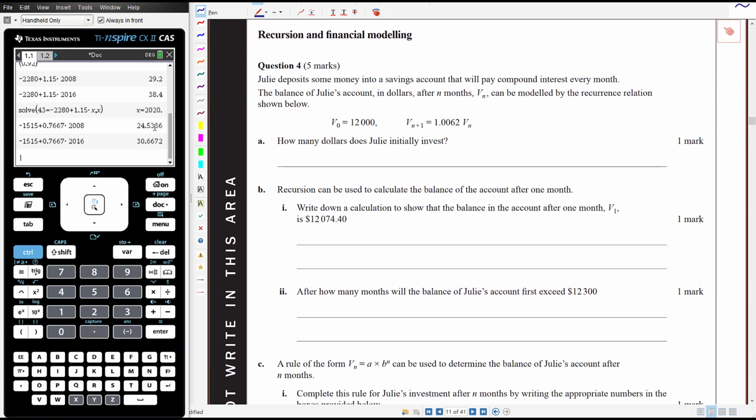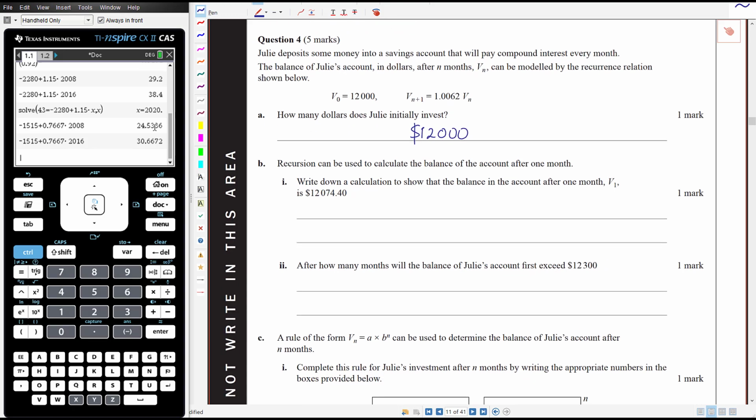Okay, moving on to the recursion and financial modelling. So question 4. Julie deposits some money into a savings account that will pay compound interest every month. The balance of Julie's account in dollars after n months, Vn, can be modelled by the recurrence relation shown below. How many dollars does Julie initially invest? Okay, so that's V0. So she initially invests $12,000.